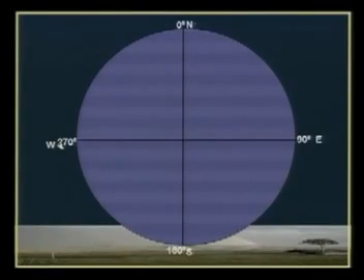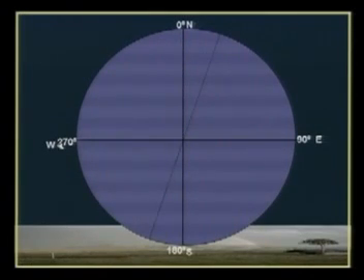So what we can do is divide the blue circle that you are seeing into 16 equal parts, and then I can give 16 different names to the wind directions. So let's do that. I'll divide the blue circle that you see here into 16 equal parts.